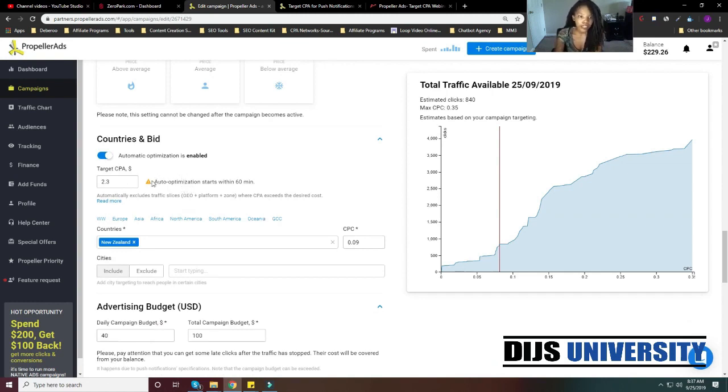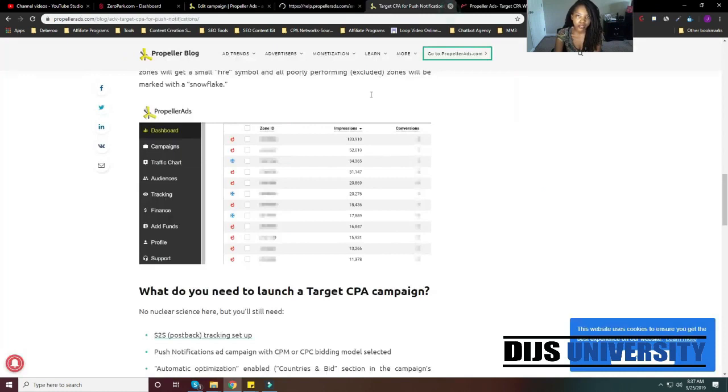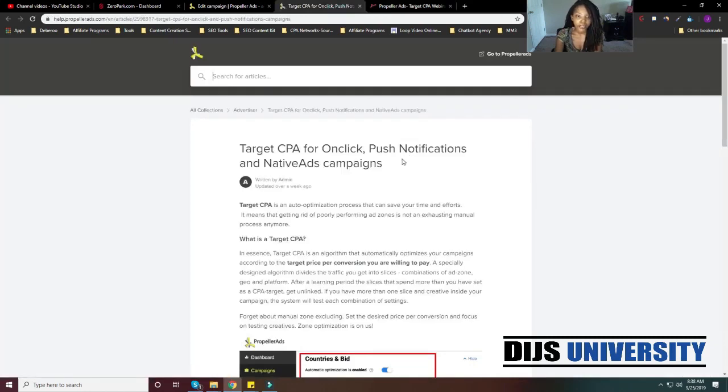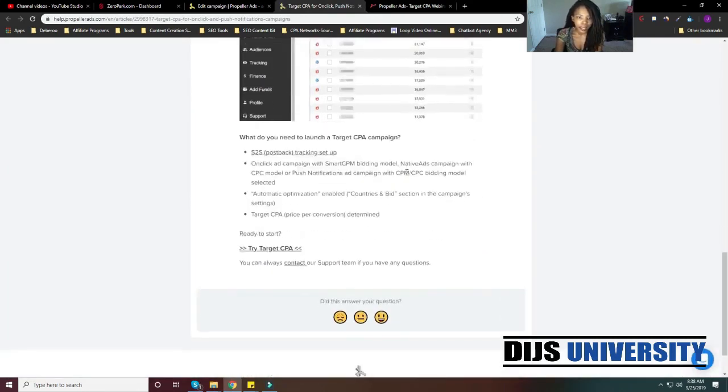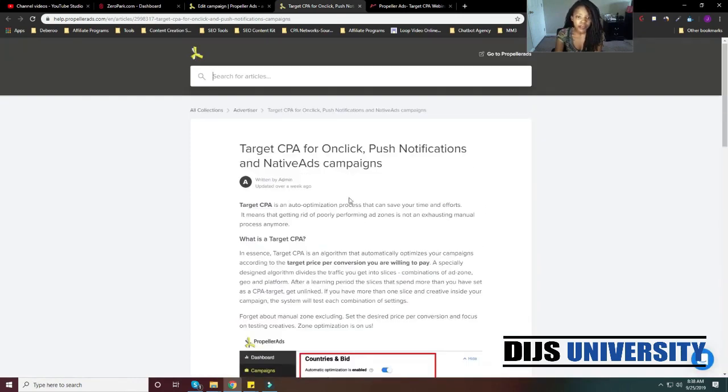So as you can see, starts within an hour, automatically excludes slices. So let's see what this read more takes us to. If it takes us to this bummy blog article, then PropellerAds needs to do something about that. That article was horrible. Okay, this is better. No, this is not better. Yeah, y'all need to fix this. Don't nobody want to read this.